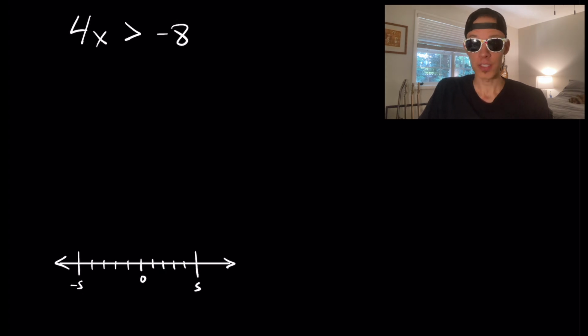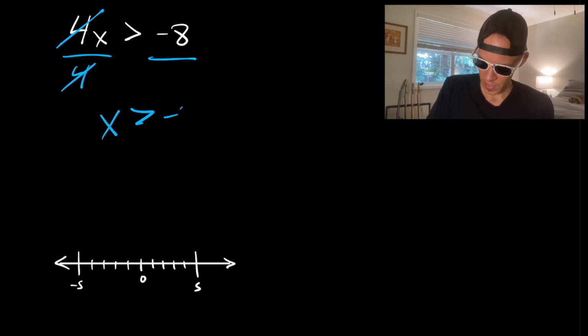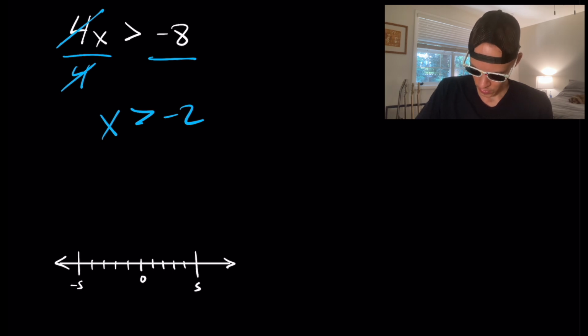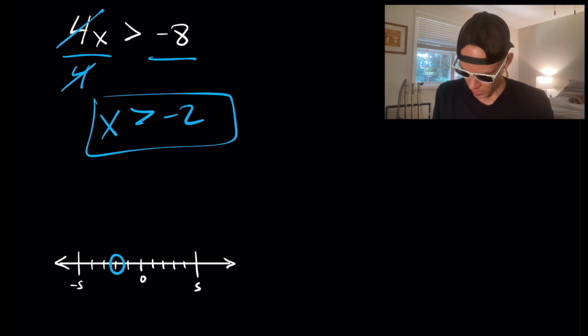All right, 4x greater than negative 8. So this is just a one-step equation or one-step inequality. I'll divide both sides by 4 to cancel that out, and I'll have x is greater than -2. So again, I'll go over here to -2. This is an open circle because we don't see that greater than or equal to. And then my arrow is going to go to the right.